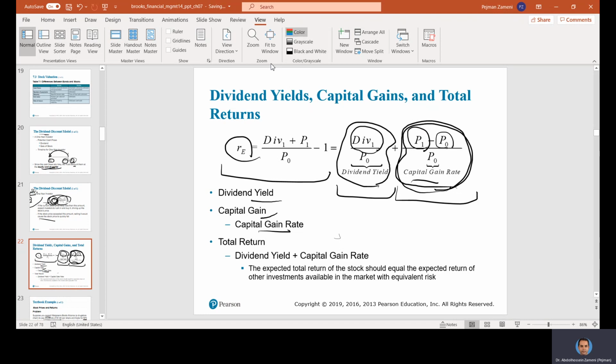If you remember, we mentioned that there are two ways that we can benefit from buying a share: dividend, or in this case, we can calculate the dividend yield, and the capital gain, which here we can also calculate in terms of percentage. When we add these two components, it's going to give us the total return.